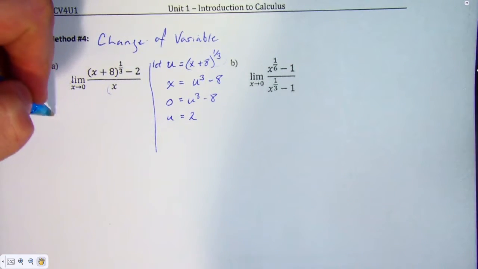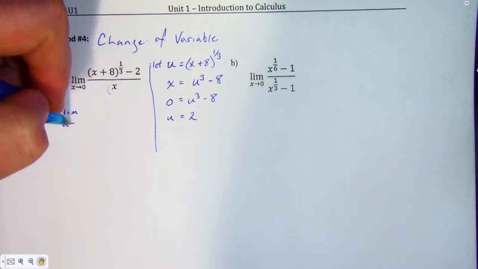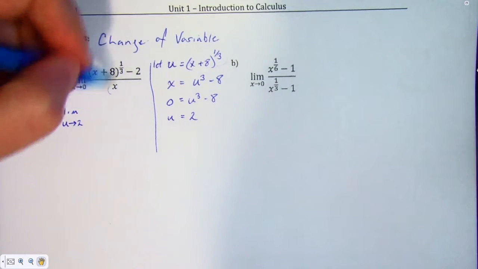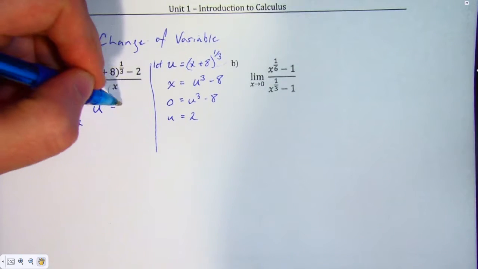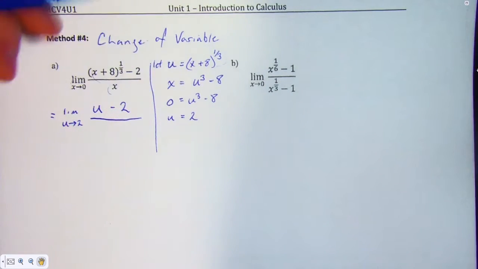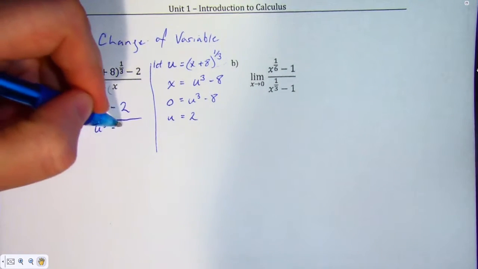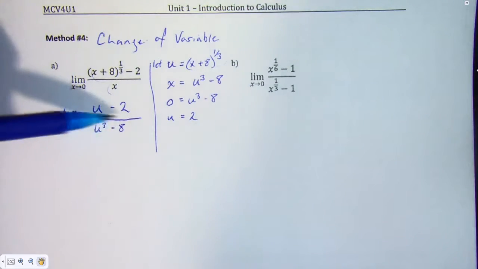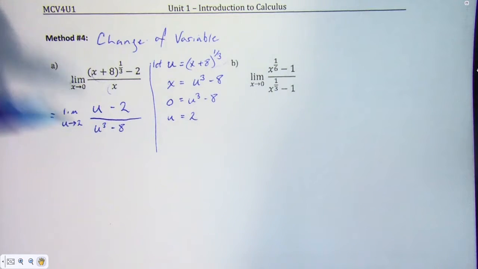So we can say that that equals the limit as u approaches 2 of u minus 2 over, and this is where we have to say, u to the power of 3 minus 8. Okay? So now you can see this is a lot less chaotic than the one up here. So we've really simplified it by doing this.